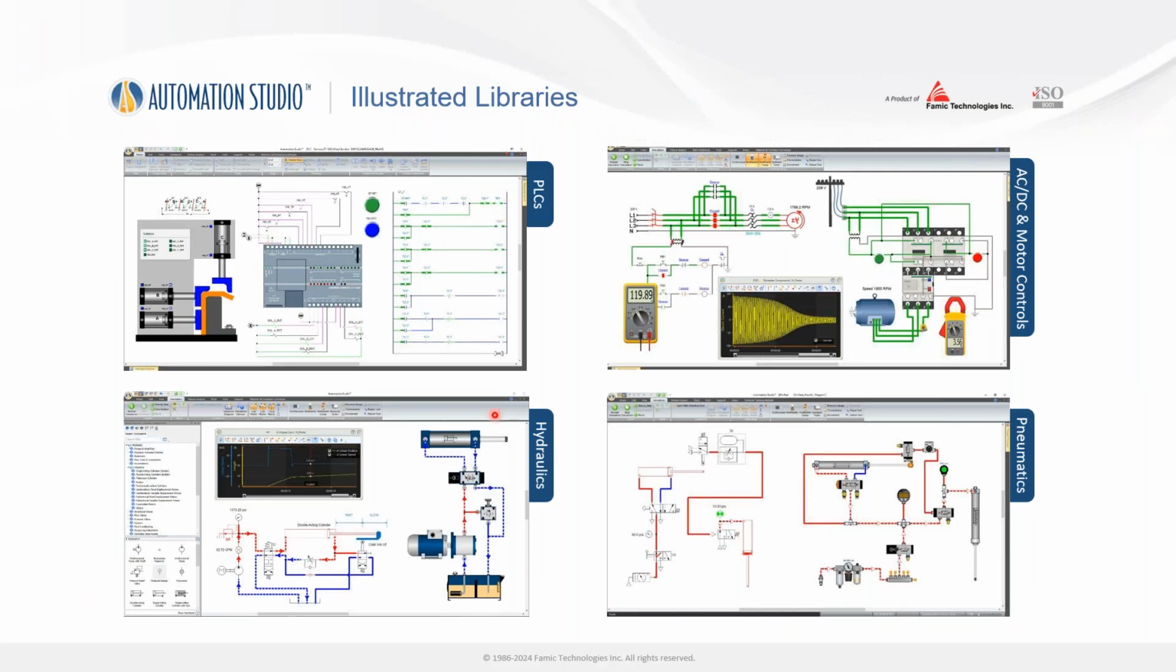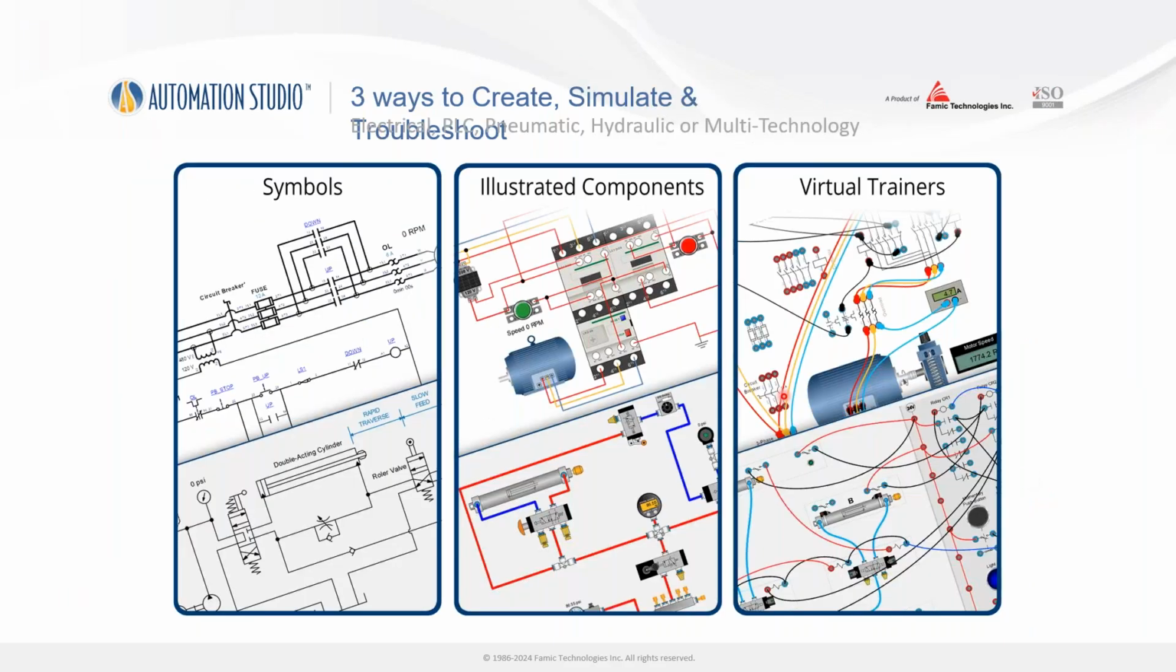You will also find illustrated libraries in Automation Studio. We have libraries for PLCs, hydraulics, AC/DC motor control, and pneumatics. There are some more libraries available in the illustrated libraries. Here in this slide you will understand the three ways to create, simulate, and troubleshoot in Automation Studio. You can draw the circuit using ISO symbols, using illustrated components, or using virtual trainer kits.